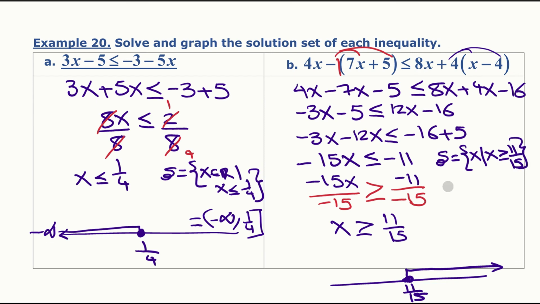And for interval notation, we notice this interval does have a beginning, but it has no end, so it's moving toward positive infinity. So it's going to be bracket 11 over 15 comma infinity parentheses. We never put a bracket to the right of infinity or to the left of negative infinity, and that should do it for these two problems.